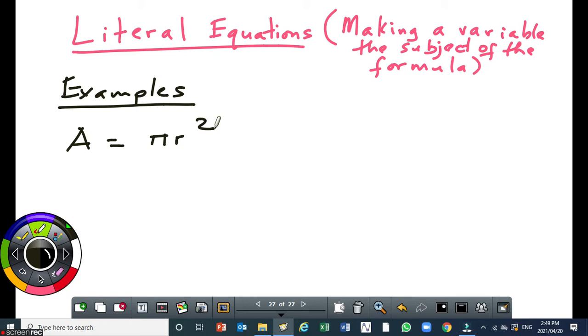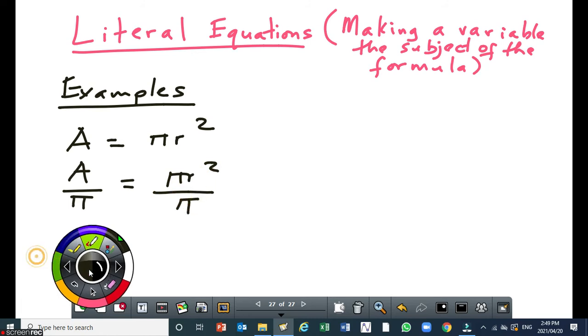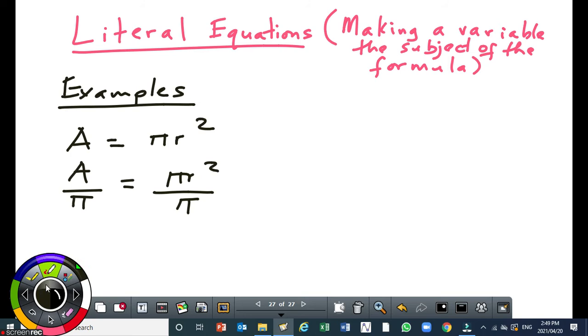So here, if I want to isolate the r, or to make r the subject, the first thing that I have to do is to divide both sides by pi. So this becomes A over pi is equal to pi r squared over pi. I want to isolate the radius, and the radius must not be squared. I only want the radius with an exponent equal to 1. So first thing, divide both sides by pi. Then we end up having A over pi is equal to r squared.